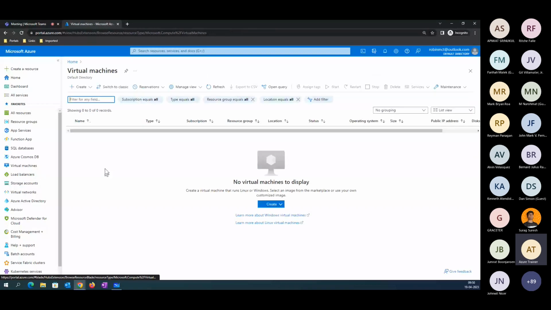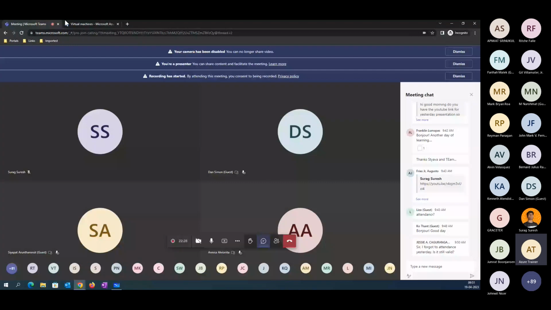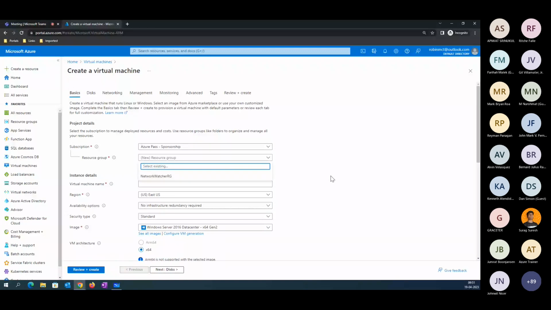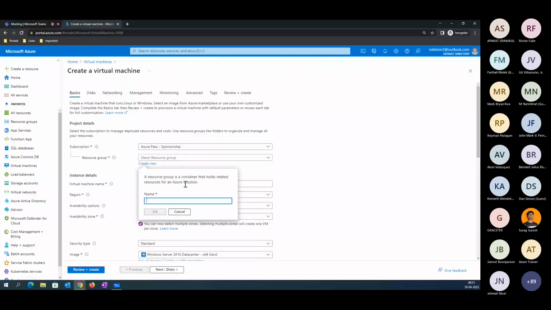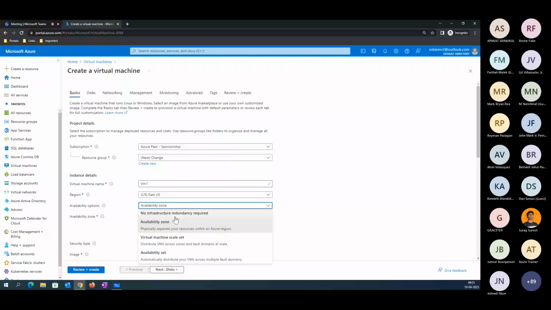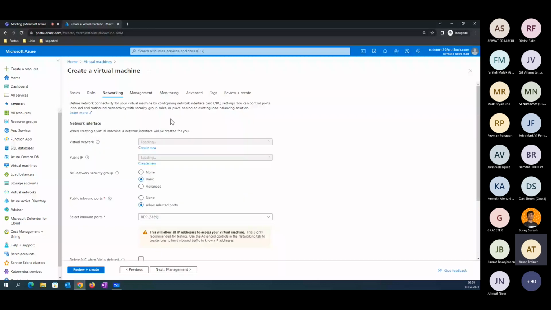Let me create two VMs. Let me go to the Azure portal and create two VMs here. I'm just giving the name VM1. Let me create the first network. Let me give the network name as production.